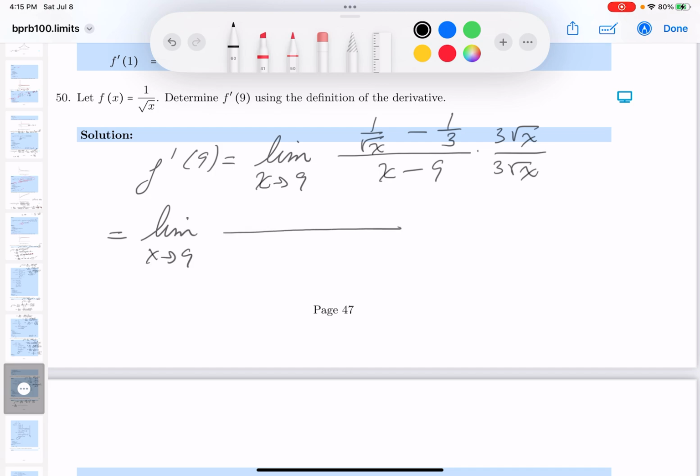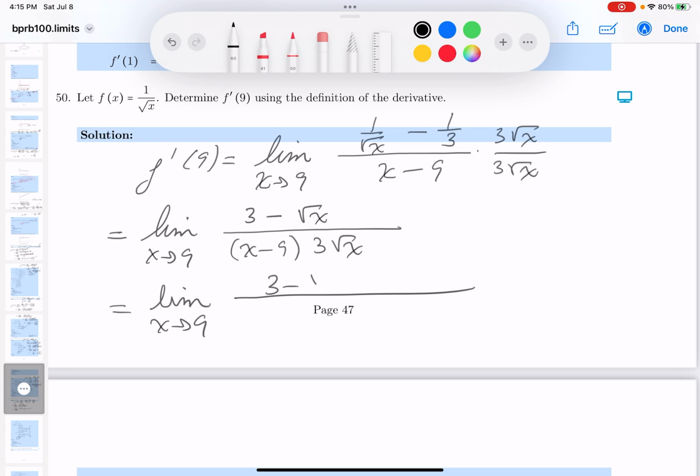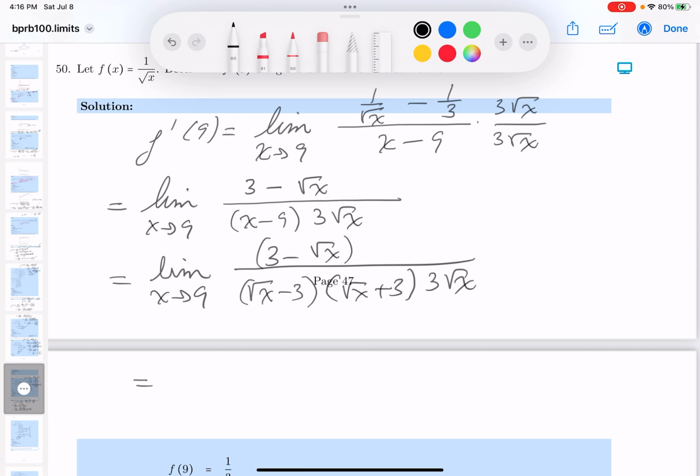And what do you get on top? You would get 3 minus the root of x. What do you get on bottom? x minus 9. And then you get 3 root x. Well, I'm starting to realize I get a factor at the bottom now. I don't want to do conjugates. So it's going to be 3 minus root x, and the bottom factors to root x minus 3, root x plus 3, and then I get a 3 root x over here. All right, it's still problematic, isn't it? Let's keep moving. Limit, x goes to 9.